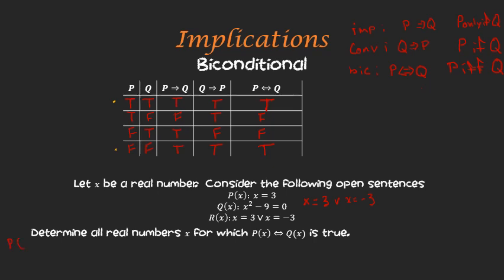So let's just take a look at this biconditional in a couple cases. So let's just plug 3 in. P of 3 if and only if Q of 3. So this would be the statement 3 equals 3 if and only if 3 squared minus 9 equals 0. In this case, P and Q have the same truth value. They're both true. And so in this case, the biconditional would be true.